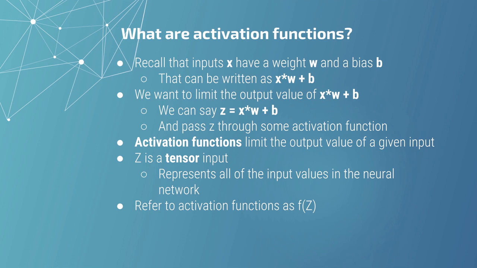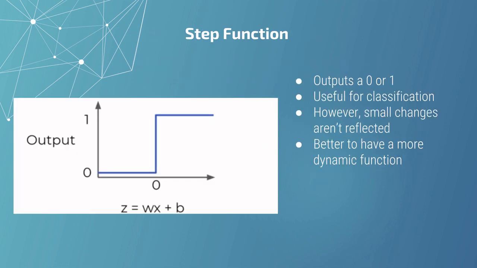Here, Z is a tensor input. So it's not just one variable, but imagine it to represent all of the input values in the neural network. All of those little circle neuron thingies that you saw in that image previously. Therefore, we refer to activation functions as f of z, since z is an input of this function. So now let's see the types of activation functions that we have.